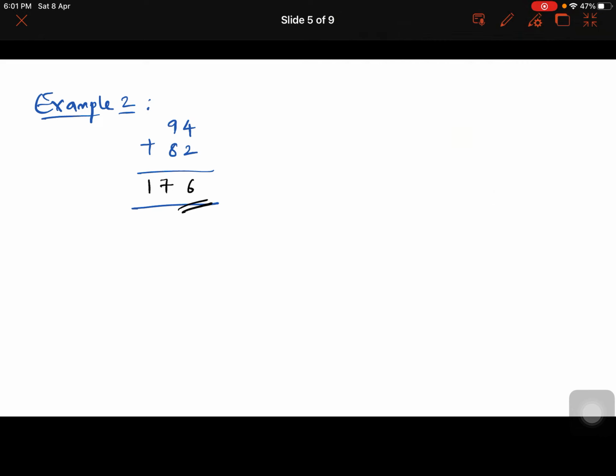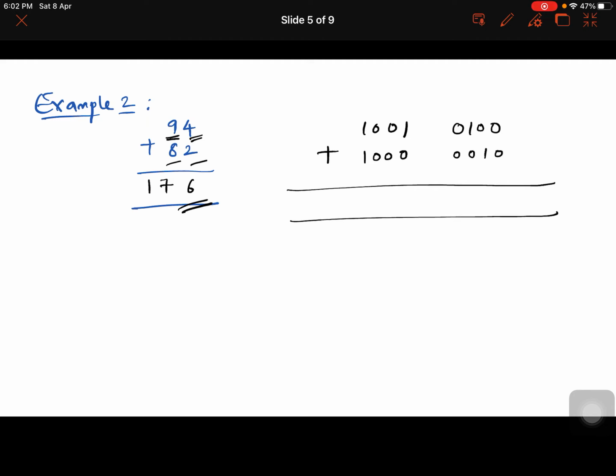So we know the fact that every number is treated as hexadecimal. So, let me treat them as hexadecimal numbers. 9 is 1001, 4 is 0100, plus 8 is 1000, 2 is 0010. Let me just add them. 0 plus 0, 0, 0 plus 1, 1, 1 plus 0, 1, 0 plus 0, 0. This is 1, 0, 0, 1 plus 1, 0, and carry is 1. Look at this, carry is 1.